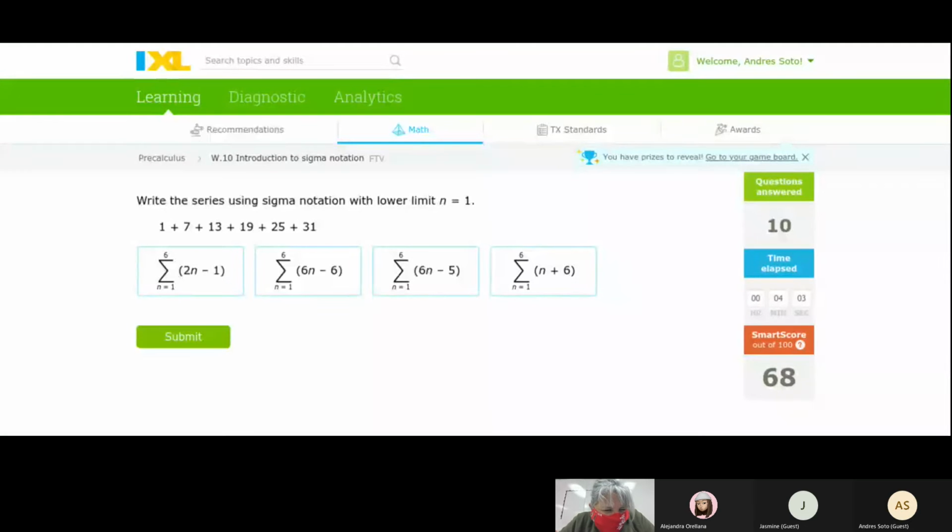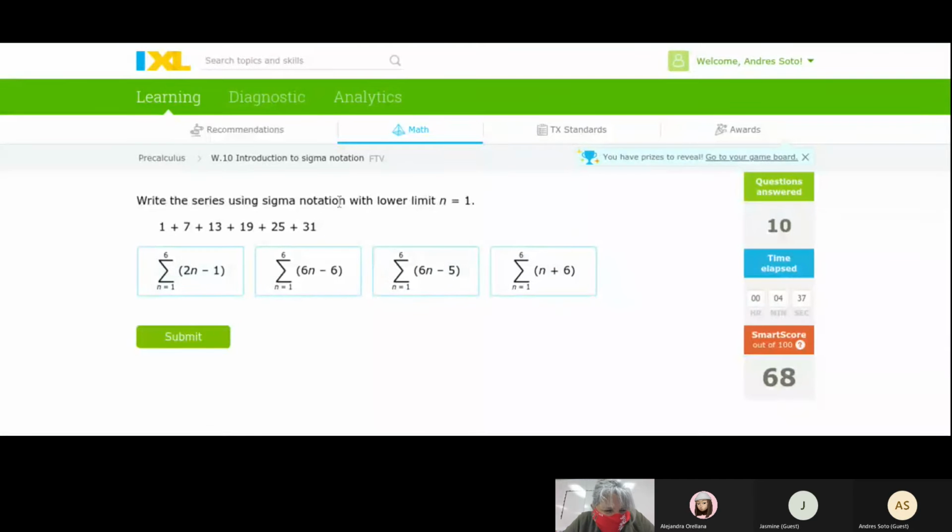All right, so when you put 1 in there, you're supposed to get 1. So the first one would work. 2 times 1 is 2, minus 1 gives you 1. The second one, 6 times 1 is 6, minus 6 is 0. So the second one is out. And the third one, 6 times 1 is 6, minus 5 is 1. So it could be the third one. And then the fourth one, 1 plus 6 is 7. So it's not the fourth one. So it's between the first one and the third one.